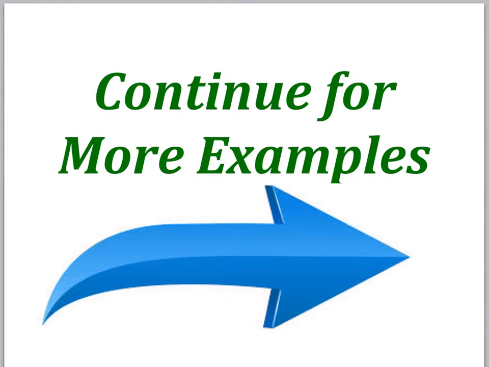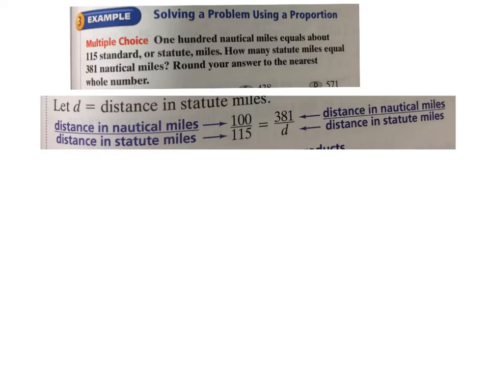Continue for one more example from me. So here's where we talk about what use is all this. So we're going to have an example here. So conversions, like we've done before, they're kind of part of this whole thing. It says 100 nautical miles equals about 115 standard or statute miles. That's regular miles. So nautical miles are on the sea. Statute miles, that's the regular ones on the land. How many statute miles equal 381 nautical miles? Round your answer to the nearest whole number.